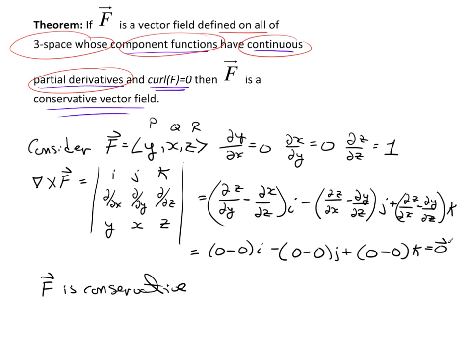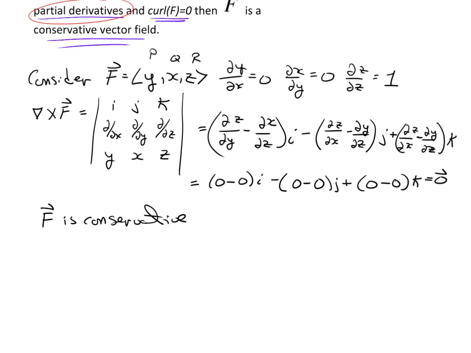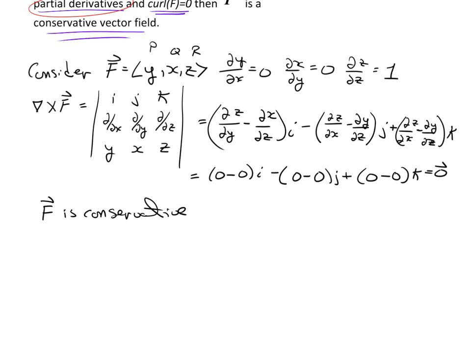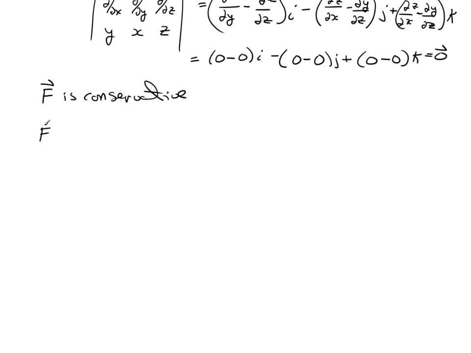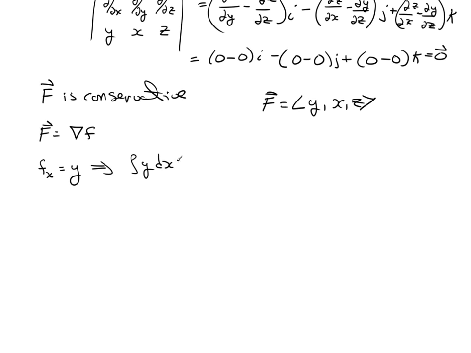Now, if F is conservative, then I should be able to find a function little f such that capital F equals the gradient of little f. I should be able to find this potential function. So let's go ahead and work through that real quickly. I'm going to write this up here again. F equals the function ⟨y, x, z⟩. So I know that the partial of f with respect to x has to be equal to y. That implies the integral of y dx equals xy plus, I'm going to call it g, which could be some function of what's left, y and z.